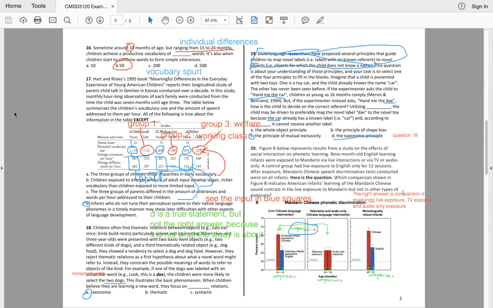That's it for this page. We have another page. Let's go.